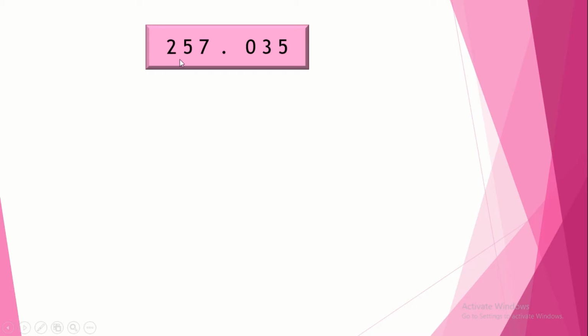If we want to write 257.035 in the expanded form according to the powers of 10 or 1 over 10. First of all, we deal with the number that is in the integral part, preceding the point. We have here 257. How to write it? We have 200, 2 digits after 2, or 200, so it's 2 times 100. We write it 2 times 10 to the power 2, since we have 2 digits after 2. This is in the integral part before the point.